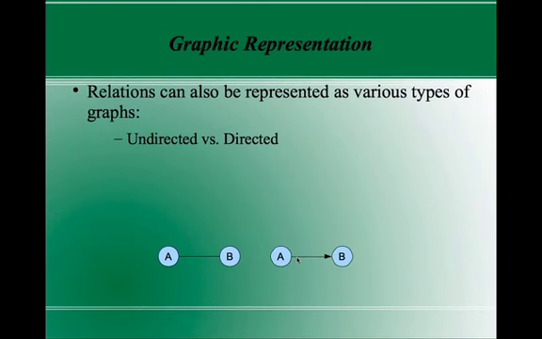A directed graph, however, is two vertices that are connected by an arrow. This shows direction, meaning that A relates to B, but B does not relate to A. You cannot go opposite the direction of the arrow.